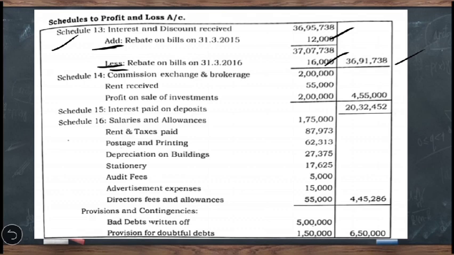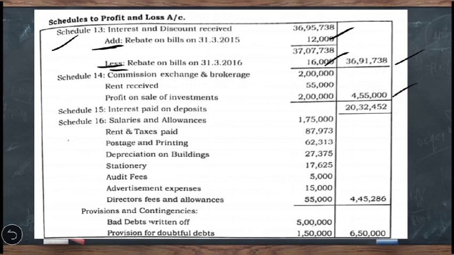Then note number 14 is with regard to other income. Under that we will be showing commission, exchange and brokerage, rent received, profit on sale of investment. Total of note number 14 comes to 4,55,000. Then note number 15 is with regard to interest expended. Under that we have only one item, that is interest paid on deposits amounting to 20,32,452. Okay.